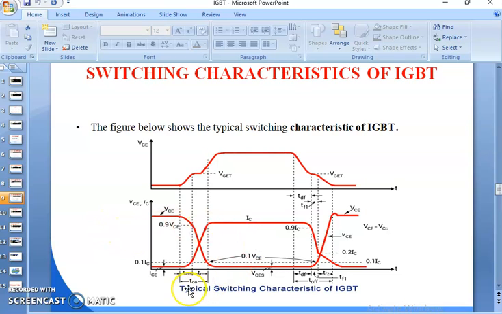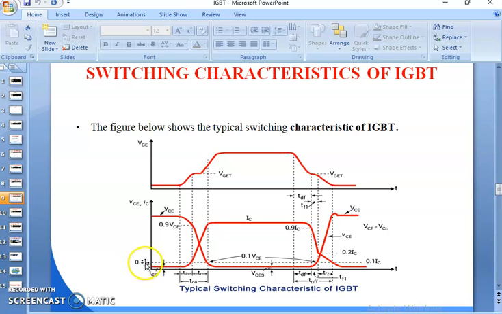Again come to the rise time. The rise time is the time taken to rise the collector current from 0.1 IC to IC, and it is known as TR. TDN is the turn on delay time, and TR is the rise time. It is the time taken to rise the collector current from 0.1 IC to IC. This one is the curve for your rise time.